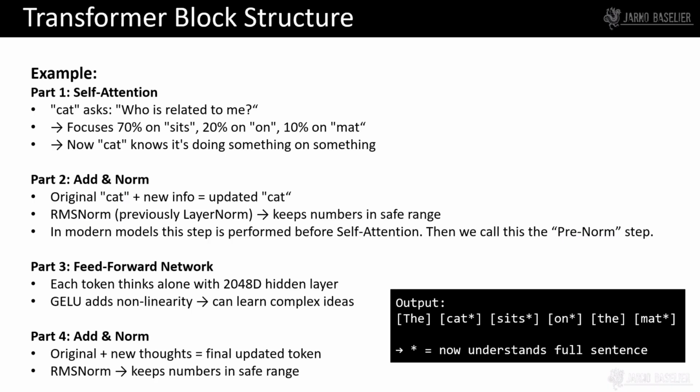Then the feed-forward network, where each token thinks alone with, in this case, a 2048 dimensional hidden layer, and GLU adds non-linearity that can learn complex ideas. And then the final add and norm part, where the original and the new thoughts are combined into the new final updated token. RMS norm keeps the numbers in a safe range. And then finally, at the end, the full sentence is understood.